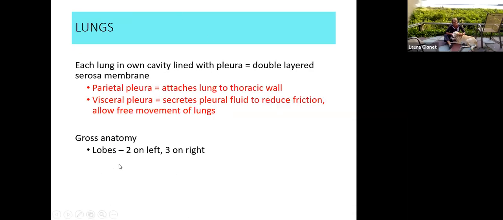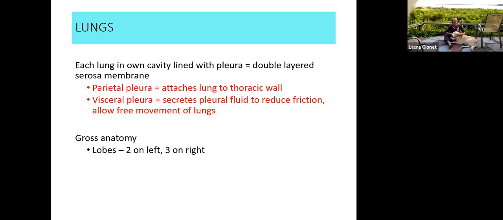Okay, the lungs. Each lung is lined with its pleural membranes. We have the parietal pleura, which is intimate with the wall of the pleural cavity that will eventually attach to the lungs via the visceral pleura, because the visceral pleura is attaching to the lung tissue itself. So you have these two layers of tissue with serous fluid in between to reduce friction. Remember, these membranes are interconnected to one another.